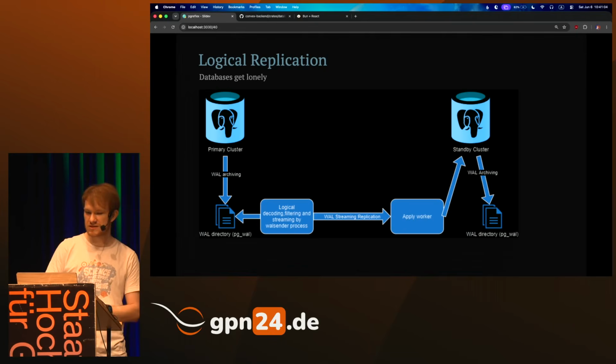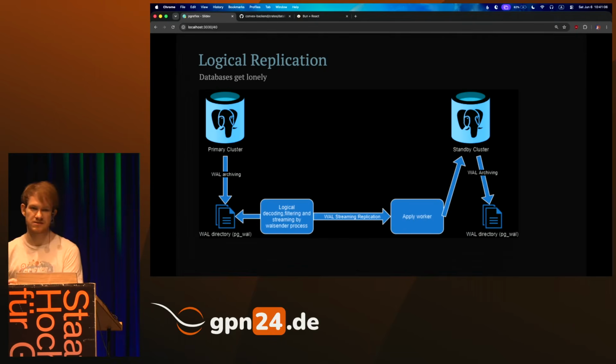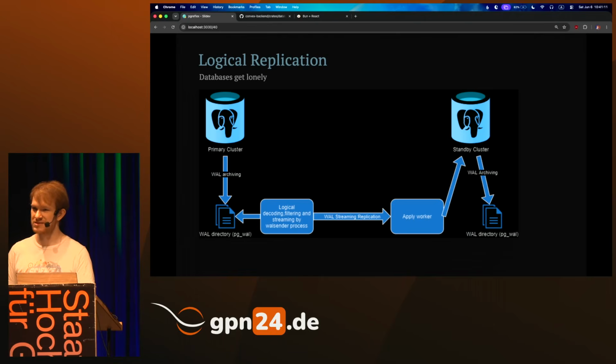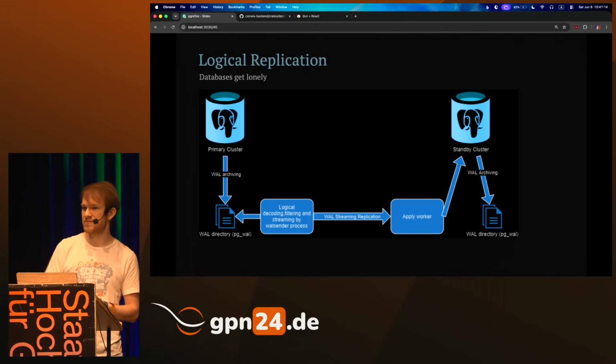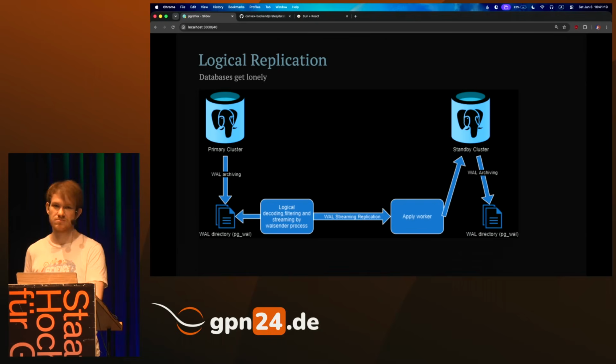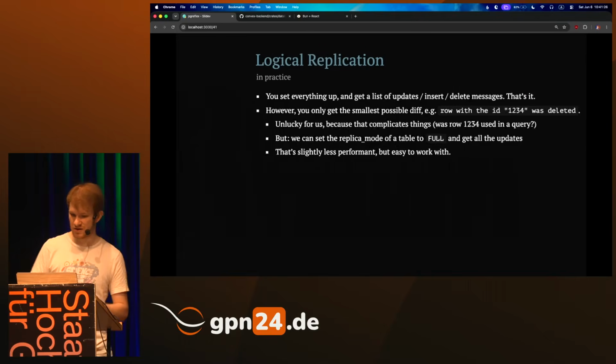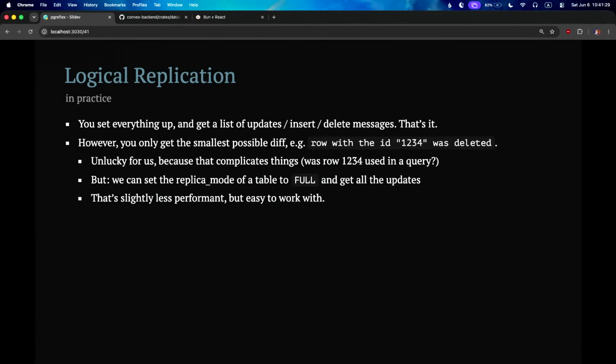That is usually used because databases get lonely and they don't like to be lonely. And also they don't like it when one server dies and your application goes down. So you replicate it to a second server and then you can live see the data. But Postgres specifically supports to say hey, I'm not a second database, but still give me all the updates. And Postgres has multiple ways for this, and a lot of projects use this. And in practice, you set everything up and you get a list of update, insert, delete messages, and that's it. And this is exactly what we need to invalidate stuff.